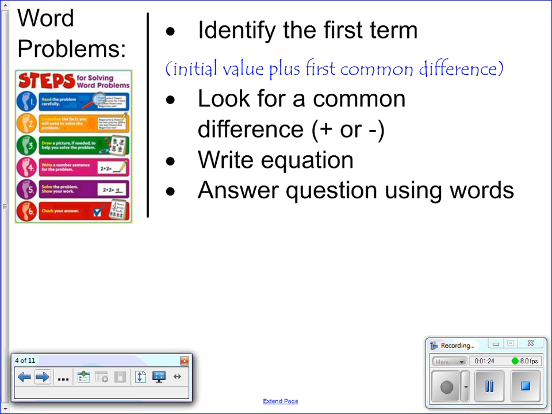In word problems, you have to identify the first term. If the word problem gives you something about an initial value, that's the 0 term, so you're going to have to add the common difference to get that first term. Remember, you're looking for your common difference. You need to write your equations, and remember with word problems, if there are words in the question, you need words in the answer.